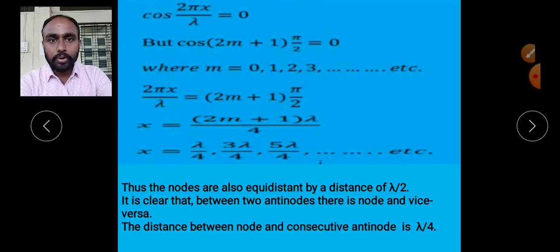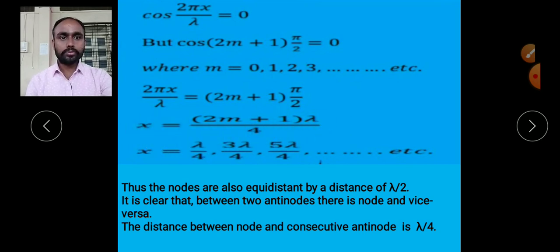But what we want, x, is the position, whether it is node or antinode. Now we are dealing with the node, because we found that the strain is maximum, so those positions correspond to node. So we want to find x, bring this lambda to that side. So 2m plus 1, and the 2 from the numerator goes to the denominator, where 2 was already there. So 2 into 2 is 4. So we got x is equal to (2m plus 1) lambda divided by 4. So these positions correspond to the node.